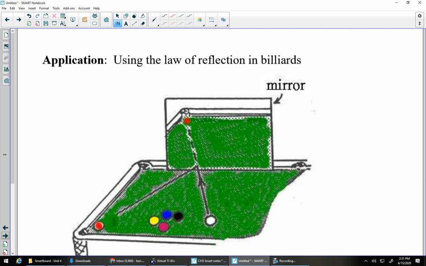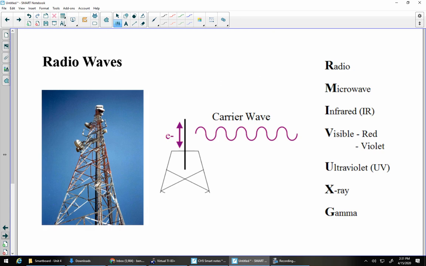Cool. So one application is cheating in billiards, or at least learning how to use billiards. So you can actually set a mirror up to see where you want your cue ball, that's the white one, if you're not familiar with billiards, where you want that to go, because it will follow the law of reflection.